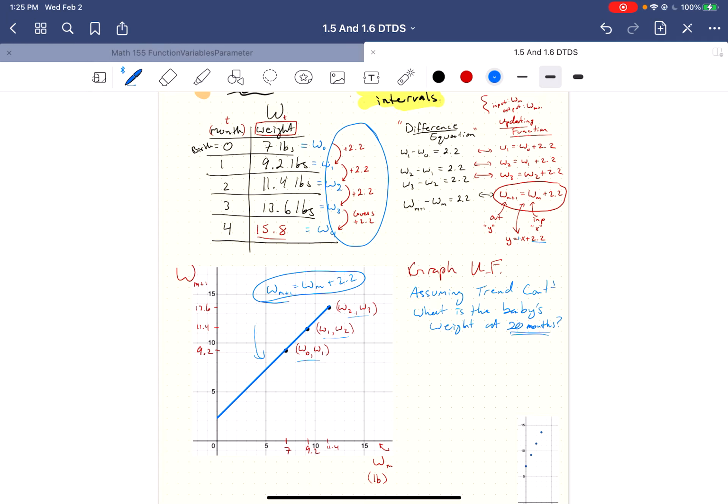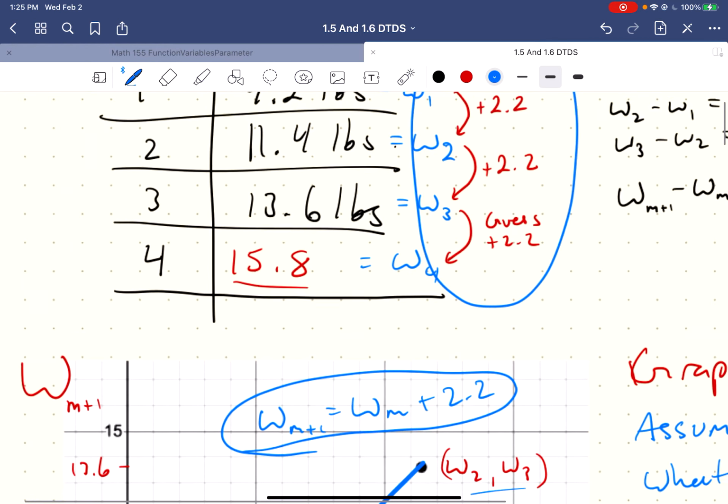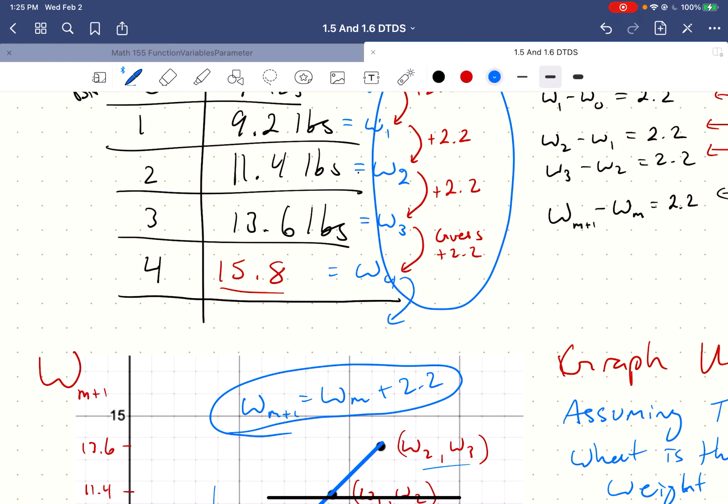this question of 20 months, we have multiple ways to approach it. One possible way is I continue this trend. I say, well, at month 5, I have to add 2.2. At month 6, I add 2.2. At month 7, I add 2.2. And I just continue this until I get to 20.